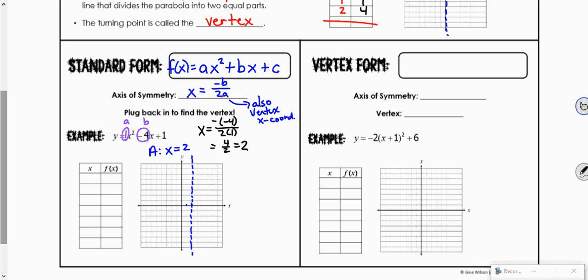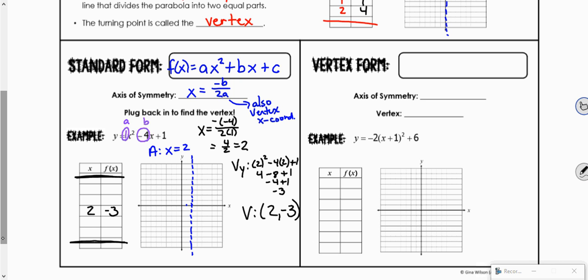Okay. Now, plug it back in to the basic equation to find your vertex y coordinate. Notice how I put the v and then the little y, that's my vertex y coordinate. I'm going to have 2 squared minus 4 times 2 plus 1. So 4 minus 8 plus 1, negative 4 plus 1 is negative 3. So my vertex is 2, negative 3. I'm going to ignore the top and bottom rows here. So the vertex is 2, negative 3, right here. It's going to be my vertex point.